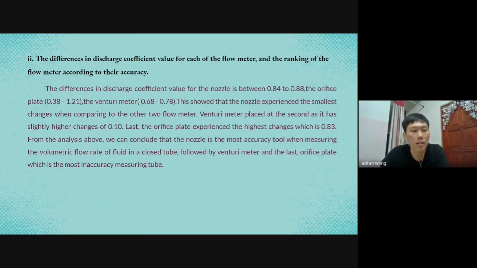From the analysis above, we can conclude that the nozzle is the most accurate tool when measuring the volumetric flow rate of fluid in a closed tube, followed by the venturimeter, and last the orifice plate, which is the most inaccurate measuring tool.